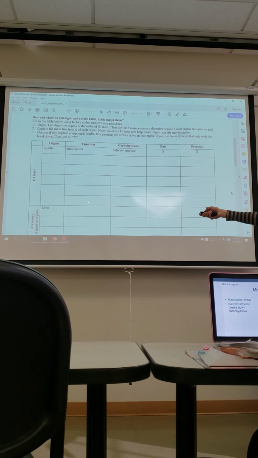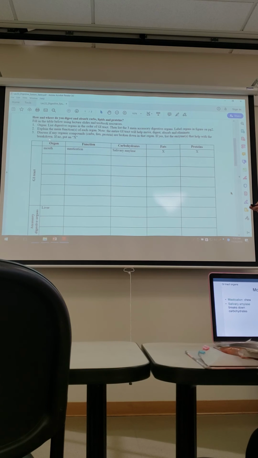Again, textbook or slides will help you do that. Over here, notice you have three categories of food: carbs, fats, and protein. What we're going to do in each one of these columns is figure out, first of all, does this organ produce an enzyme to help digest it? And if it does, we're going to list what that enzyme is.